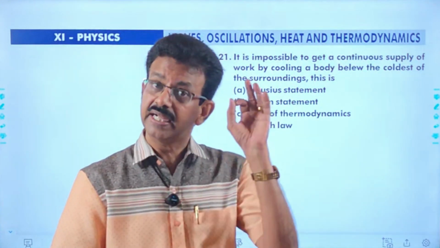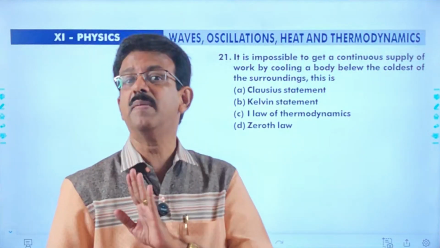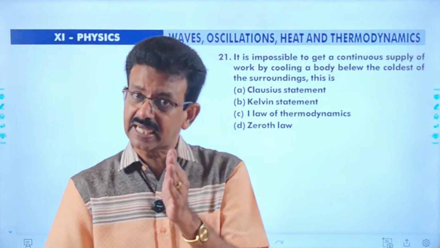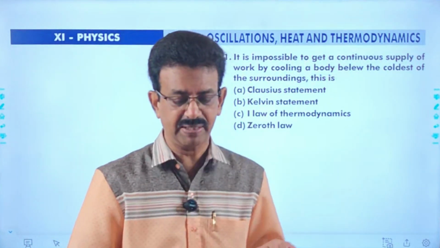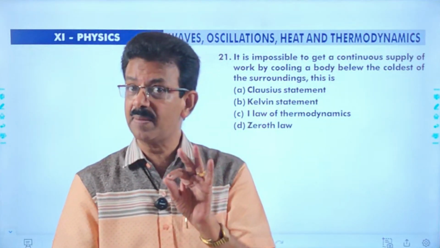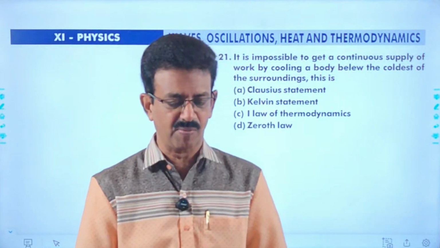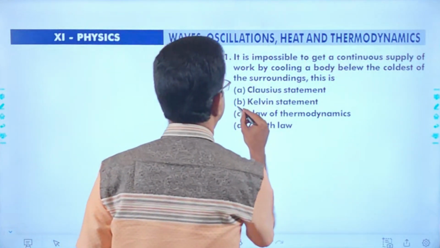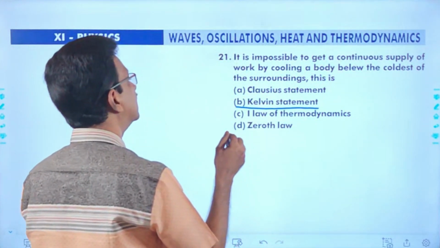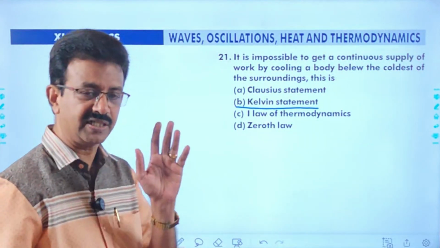Then the Kelvin statement. It's impossible to get a continuous supply of work by cooling a body below the coldest of the surroundings. That is the Kelvin statement, the second part of the second law of thermodynamics. Both the Clausius statement and the Kelvin statement belong to the second law, but this statement is the Kelvin statement. Therefore, B choice is the correct answer to this question.